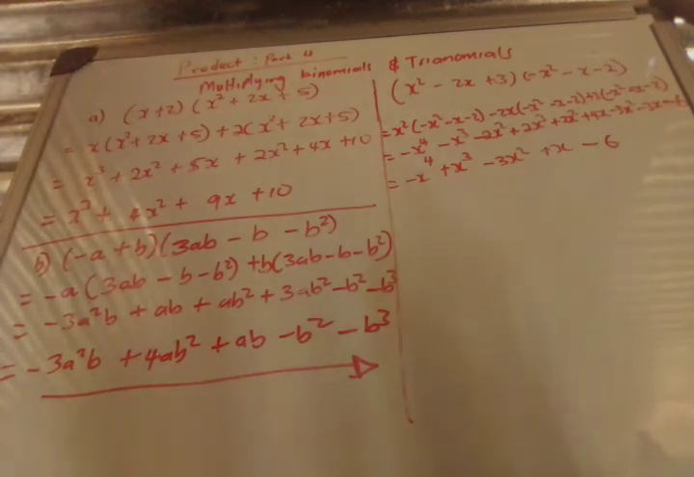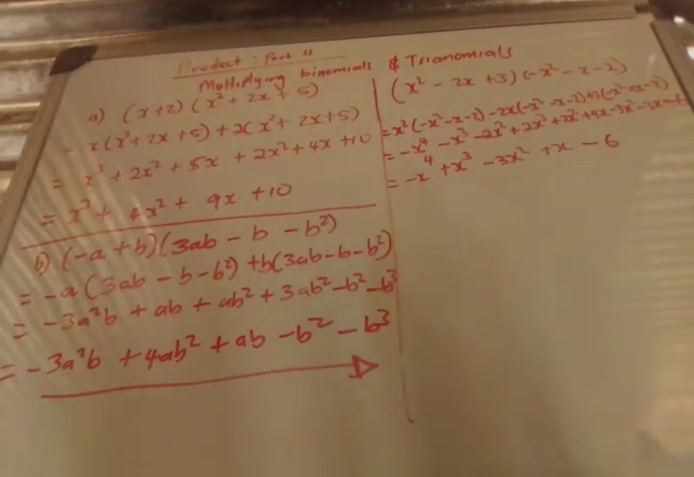Then in the second part of the multiplication, we'll have negative 2x times negative x squared, which is positive 2x cubed. Negative 2x times negative x is positive 2x squared. Negative 2x times negative 2 is 4x. Then positive 3 times negative x squared is negative 3x squared, positive 3 times negative x is negative 3x, and positive 3 times negative 2 is negative 6.